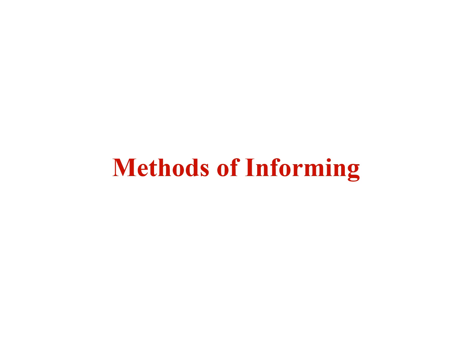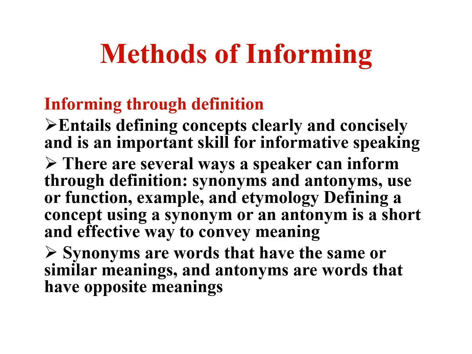We will next talk about methods of informing. The first method of informing is informing through definition. It entails defining concepts clearly and concisely and is an important skill for informative speaking. There are several ways a speaker can inform through definition: synonyms and antonyms, use or function, example and etymology.